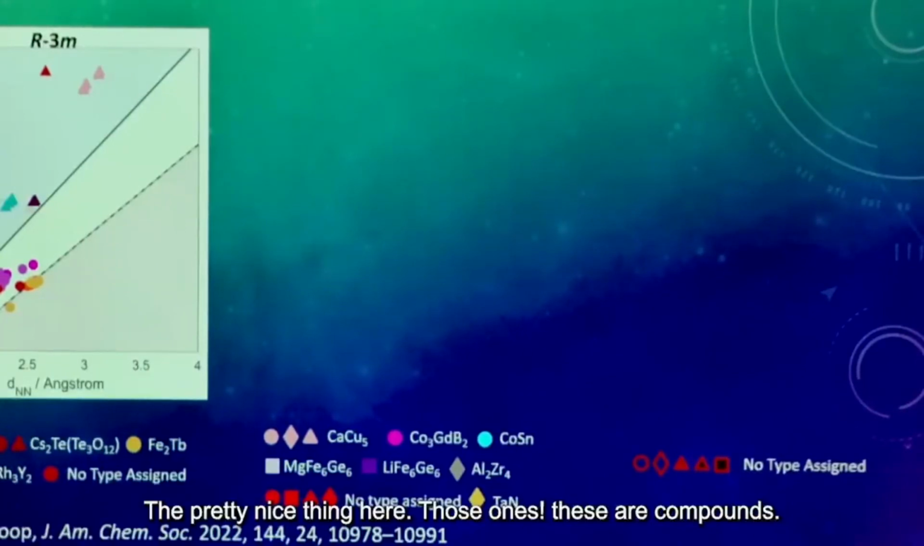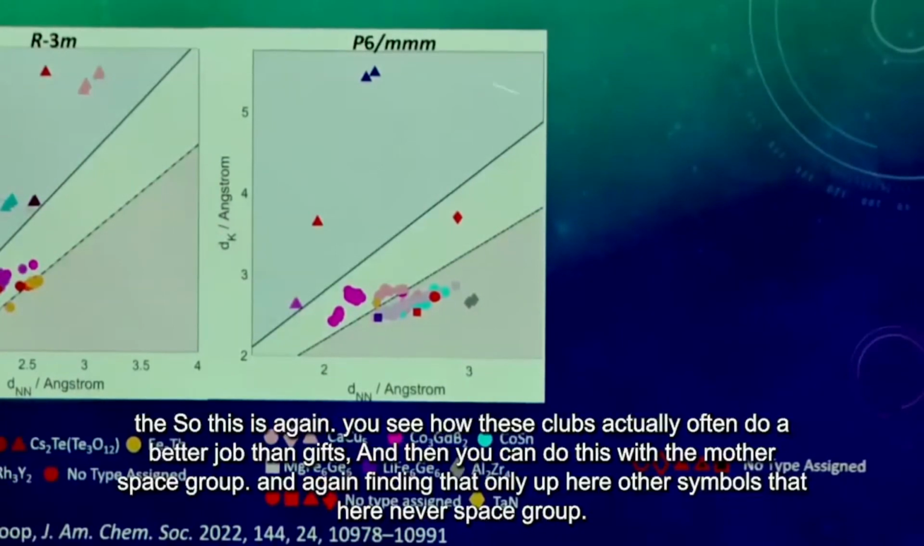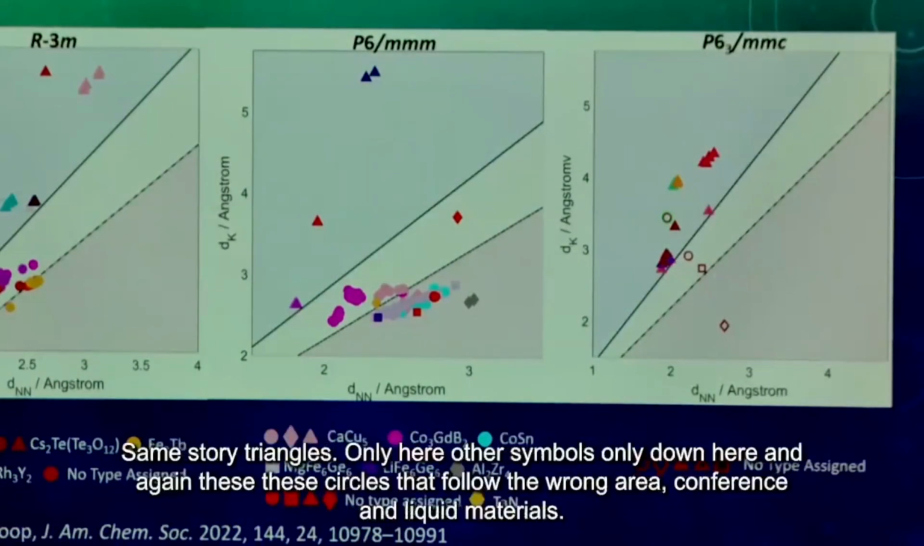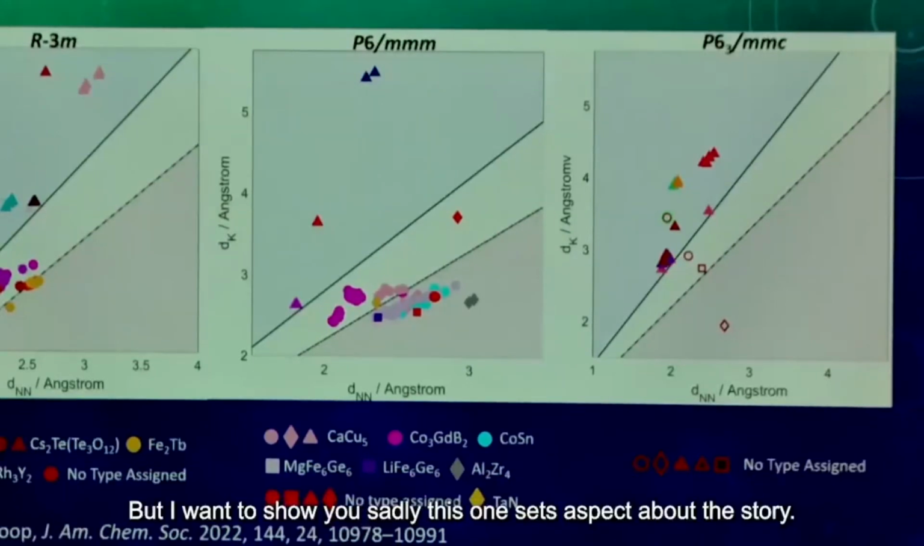Here, these are compounds which are actually quantum spin liquids. These are compounds where DFT predicts very pretty Kagome bands, but experimentalists have made these compounds and they're very insulating. So you see how these plots often do a better job than DFT. And then you can do this with another space group. Again, triangles are only up here, other symbols are here. Another space group, same story: triangles only here, other symbols only down here. And again, these circles that fall in the wrong area are quantum spin liquid materials where we don't really trust the DFT. So here again, we can use this pretty easily to separate out the materials.